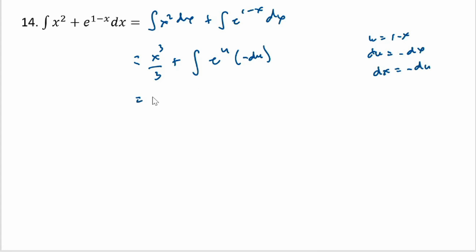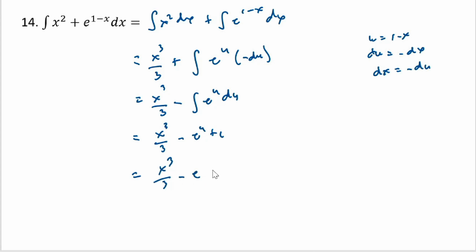So rewriting the given, we have x cubed over 3. It becomes positive times a negative coefficient, so we have negative e raised to u du. We can now integrate as x cubed over 3 minus e raised to u plus a constant. Writing back the meaning of u, we have x cubed over 3 minus e raised to 1 minus x plus a constant.